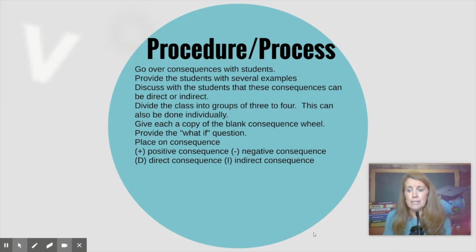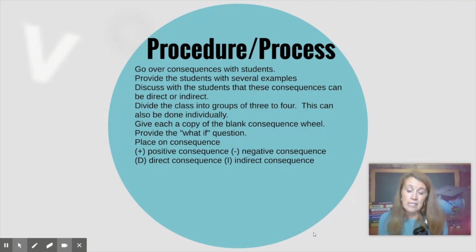And you want them to turn to their neighbor and identify one positive and one negative that would answer the what if question. And after you do that, then you're going to discuss with the students that these consequences can be direct or indirect. This is when we get into that.